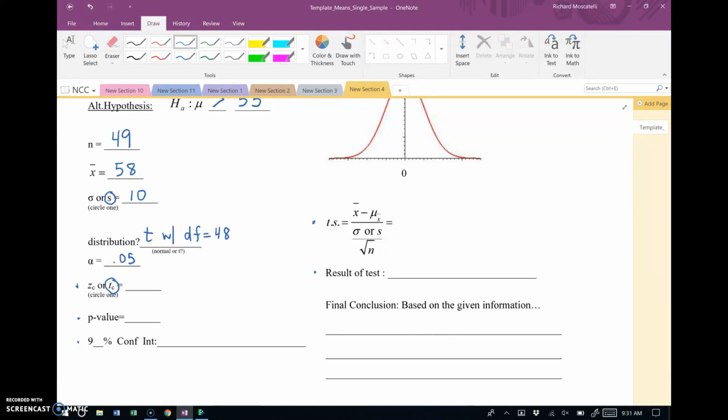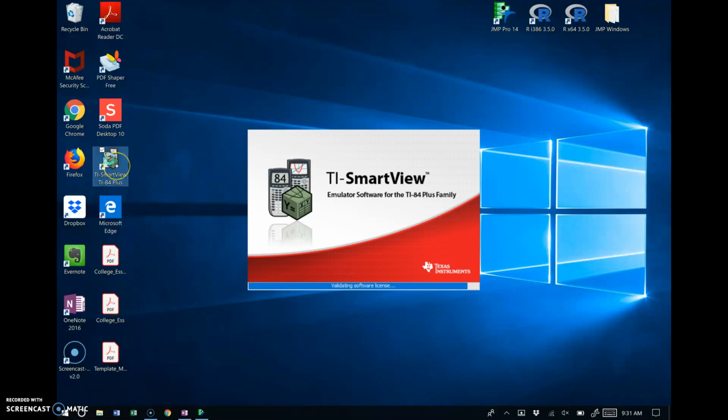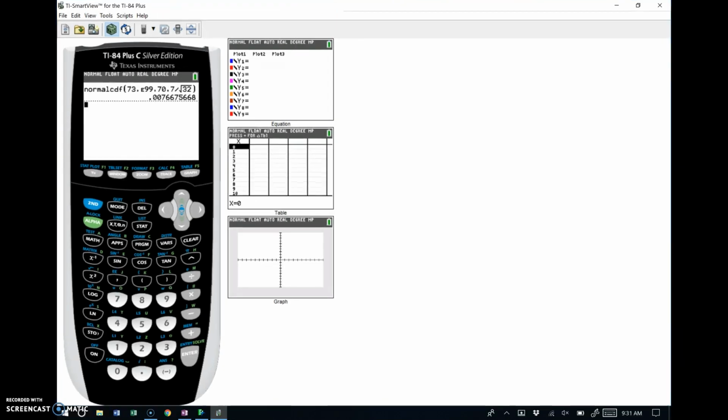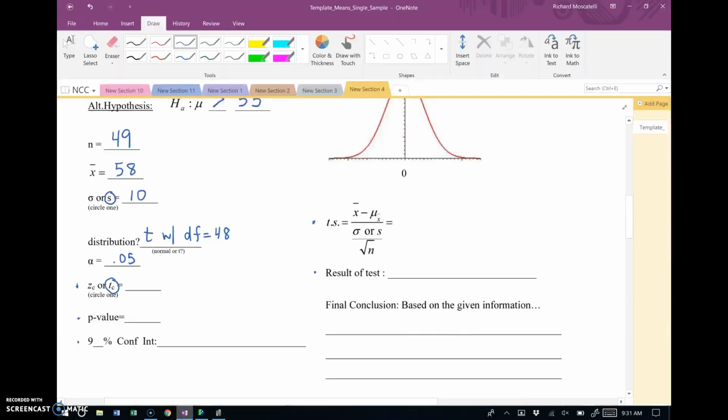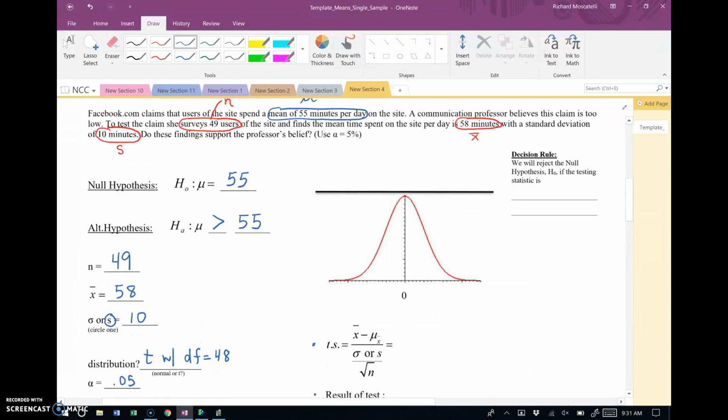All right, so let's go ahead, and I'm going to use the TI graphing calculator to grab the critical value. Before I ask the calculator to find the critical value for me, I like to draw my picture first because it helps me visualize what's going on. If we look at the direction of the alternative, which is a greater than, that means a right-tailed test.